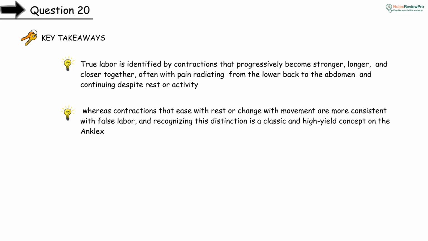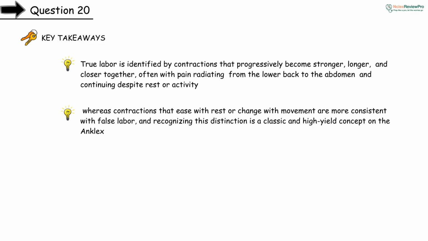True labor is identified by contractions that progressively become stronger, longer, and closer together, often with pain radiating from the lower back to the abdomen and continuing despite rest or activity, whereas contractions that ease with rest or change with movement are more consistent with false labor, and recognizing this distinction is a classic and high-yield concept on the NCLEX.